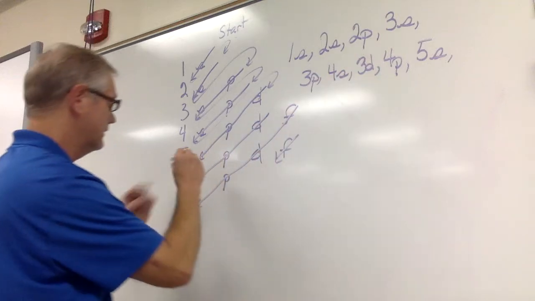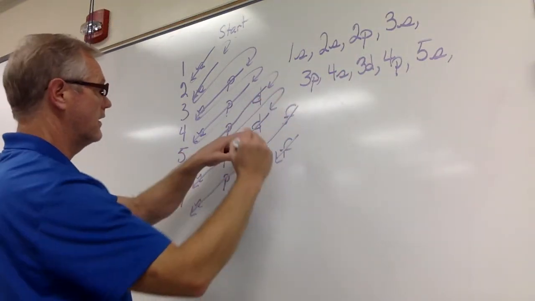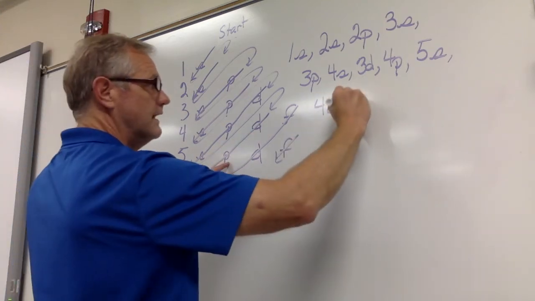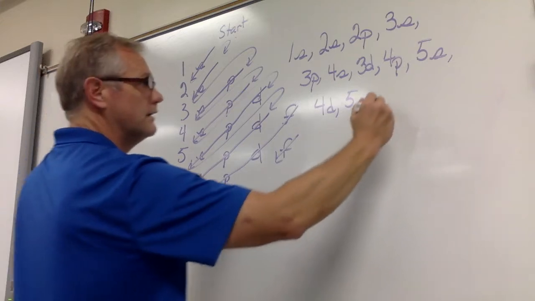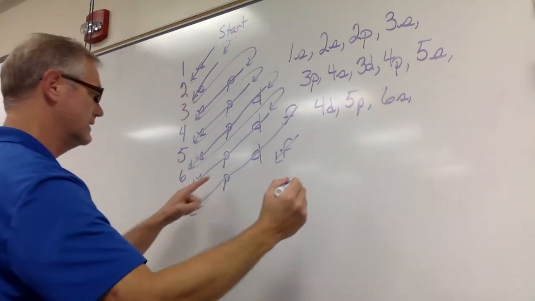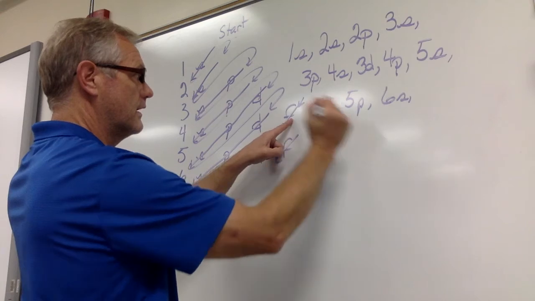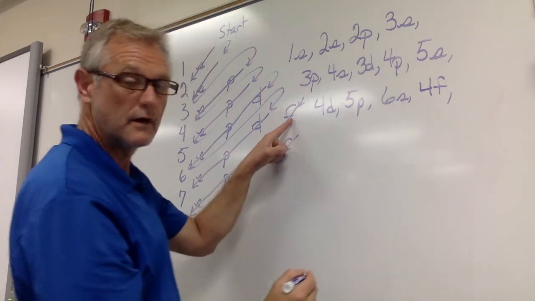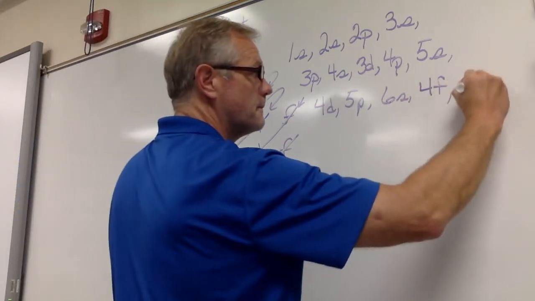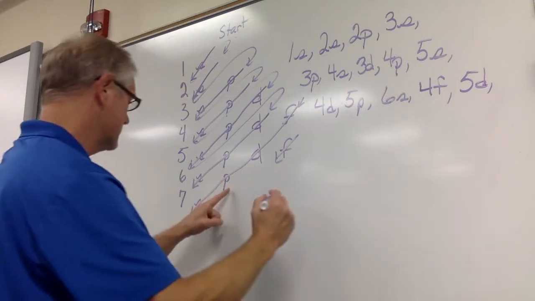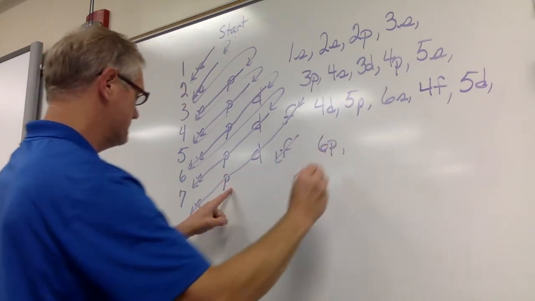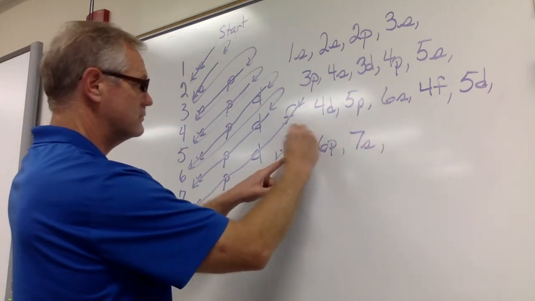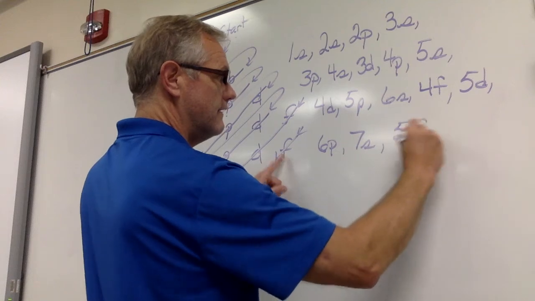We come back here. That is a 4D, 5P, 6S. Come back up here. We've got 4F. Put one more there. 5D, 6P, 7S. And finally, the last one right here, which is the 5F.